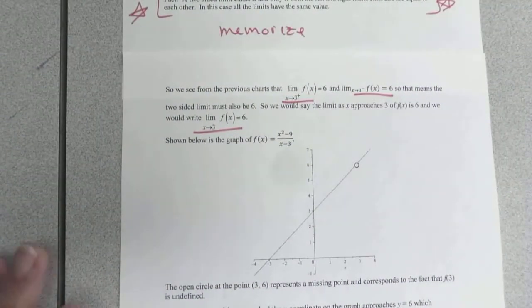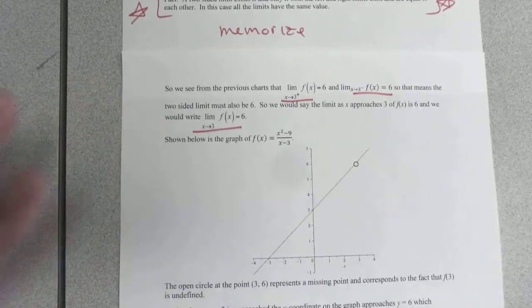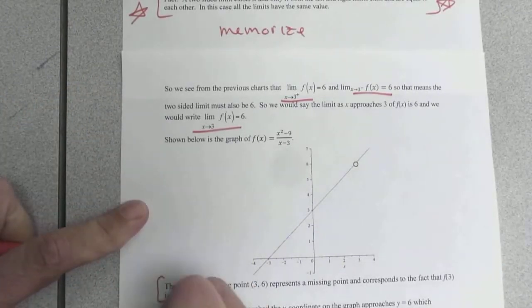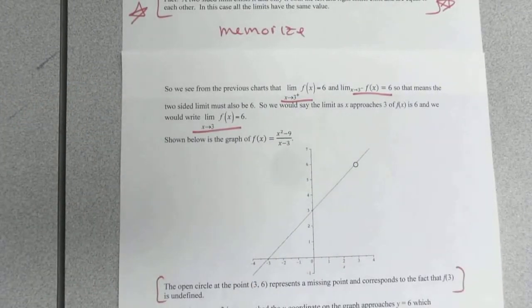Then down below here, I have the graph of the function. So there's the graph of x squared minus 9 divided by the quantity x minus 3. This open circle right here, the open circle at the point 3,6 corresponds to a missing point and the fact that f of 3 is undefined. Remember, when a functional value is undefined, you're not going to have a y-coordinate on the graph at that point. And so because we're undefined at 3, x equals 3, there's not going to be a y-coordinate.